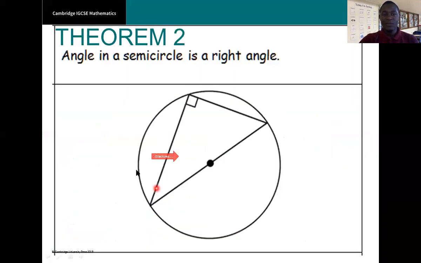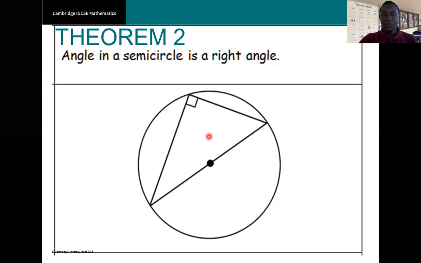Theorem number 2, angle in a semicircle. Angle in a semicircle is a right angle. If you see a diameter in a circle which extends to become a triangle, the angle subtended at the circumference right here is going to be 90 degrees. The reason we will quote when using the theorem in problem solving is angle in a semicircle. Of course, you know that the angle at the center here is 180 degrees. Then half of it is the angle at the circumference there.